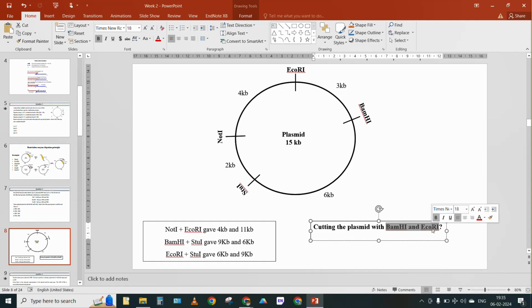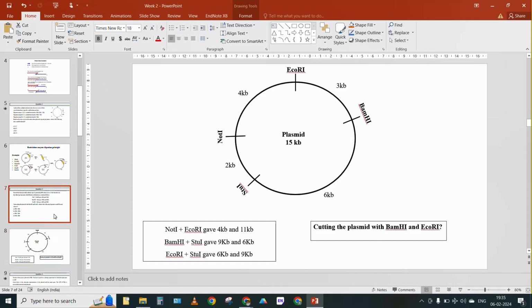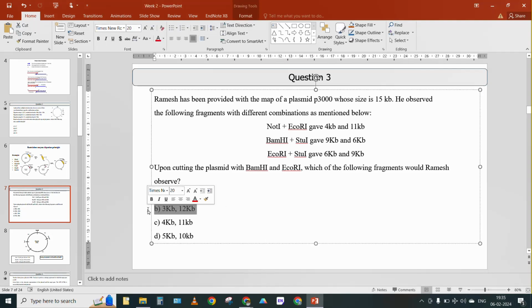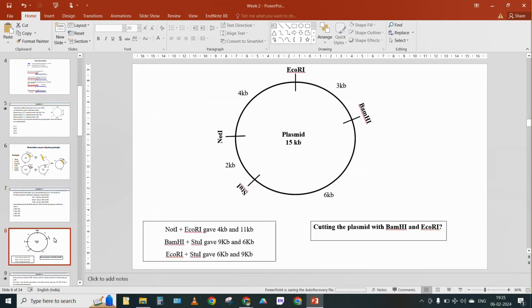Yeah, sir, got it. BamH1 and EcoR1. From this way, EcoR1 to BamH1 is coming 3, and BamH1 to EcoR1 is coming 12. So the best answer for this is 3 kb and 12 kb, that is P. Okay. Yes, sir. So moving forward to the next question.